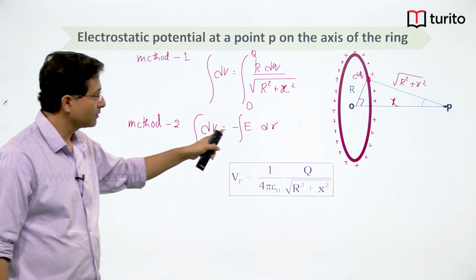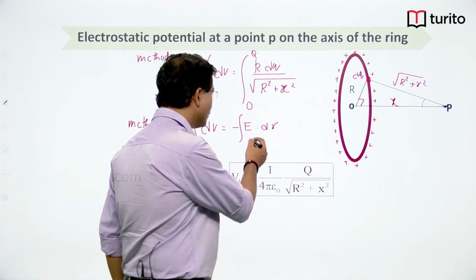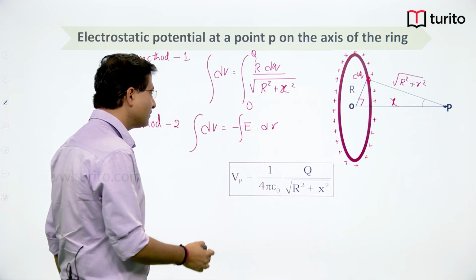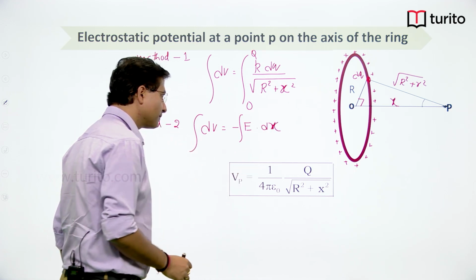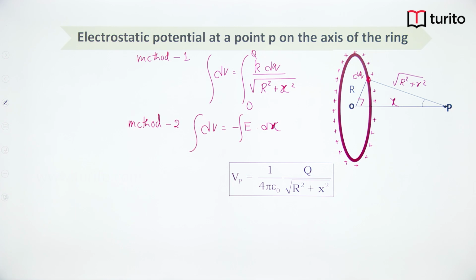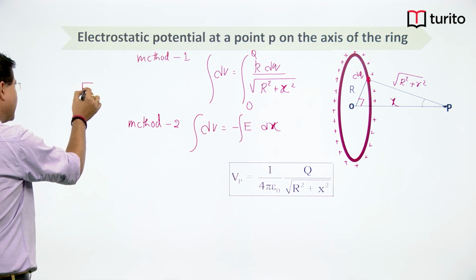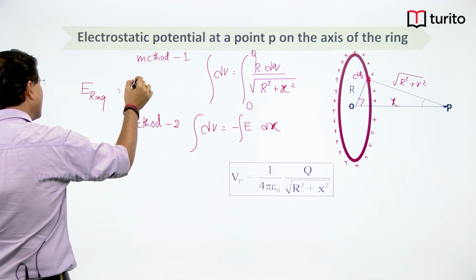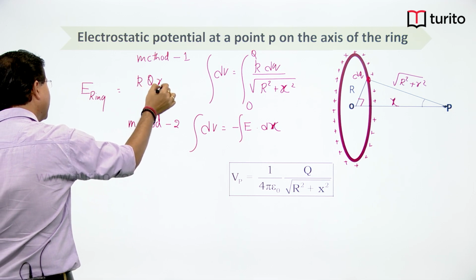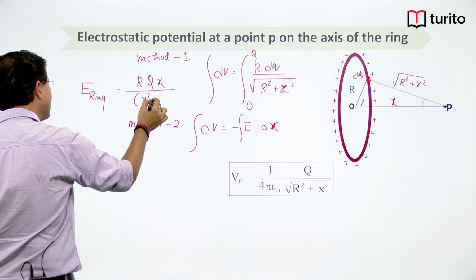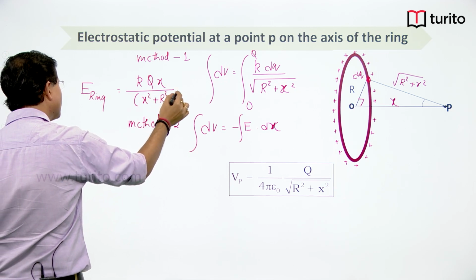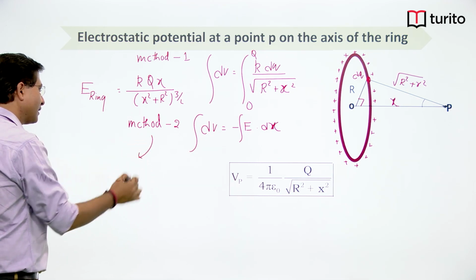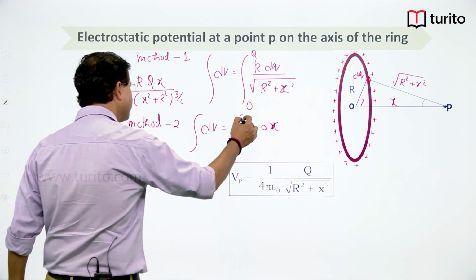I can also use, because I know what is the field produced by ring at some distance r or x. In this case, if it is x, let us write x here. So, due to ring field, electric field due to ring at any general point x, k q x divided by x square plus r square to the power 3 by 2. So, in method 2, I can substitute the value of field.